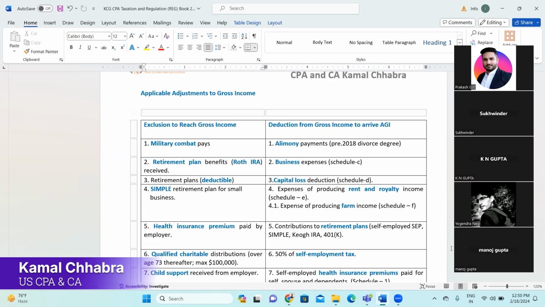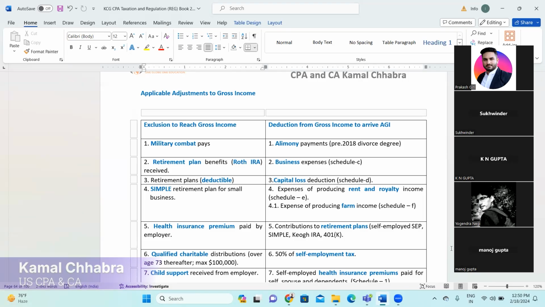it is neither shown as income nor shown as a deduction in the returns of the recipient or the person who is paying, because it is a personal nature of expenditure or personal nature of income, and it has nothing to do with taxes. That is how, in 2018, this amendment came into consideration.